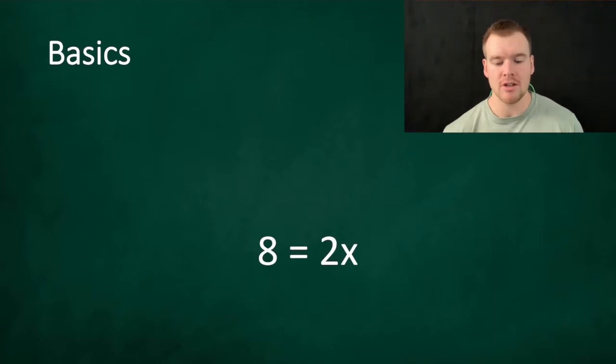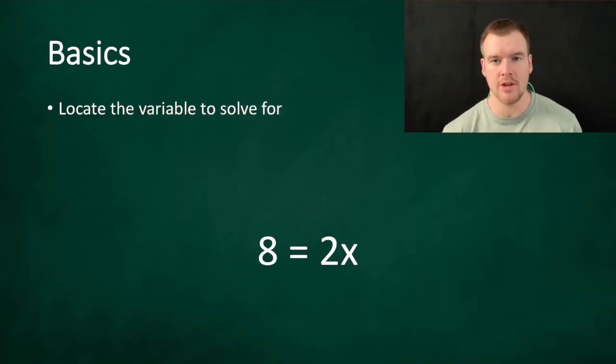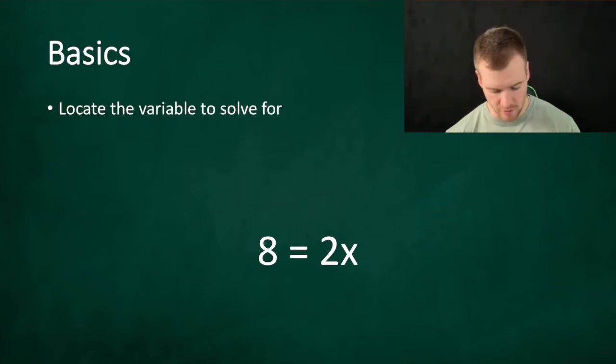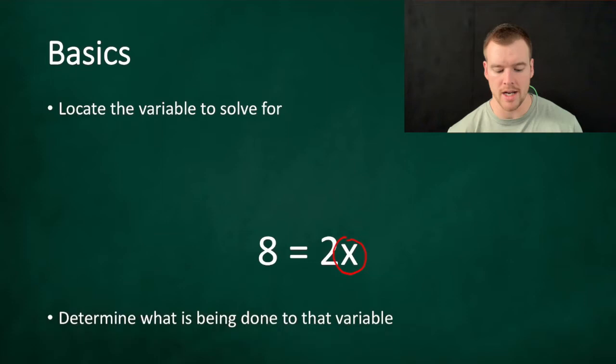Okay, so when we're doing algebra, we're going to be solving for a variable like we see here. We have 8 is equal to 2x, and we're going to be solving for x. So not too much notes here. Locate the variable that you want to solve for. I'm going to write in red here that this is the variable x. That's what we're trying to figure out.